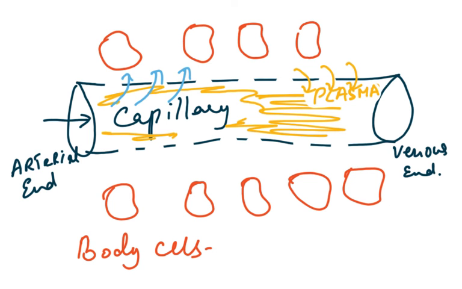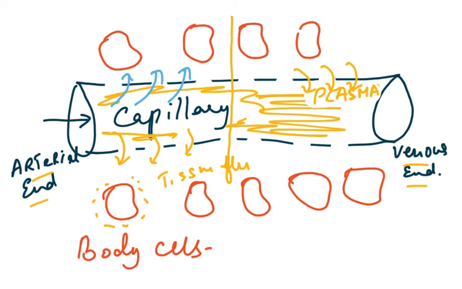Now basically to understand this, I just draw an imaginary line on a capillary and I say, well, this is the arterial end of the capillary and this is the venous end of the capillary. So a lot of pressure is being exerted at the arterial end of the capillary and all this is moving out. So the plasma is moving out. Once it moves out, it is not called plasma, it is called tissue fluid. The tissue fluid surrounds the body cells, and these are the body cells which I've shown you in red.